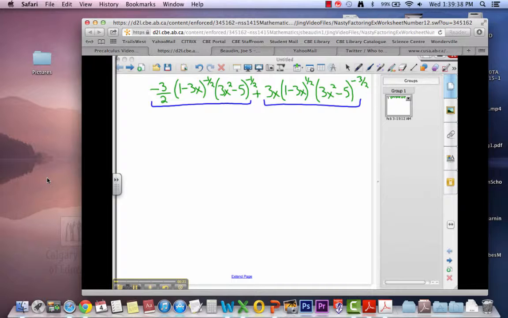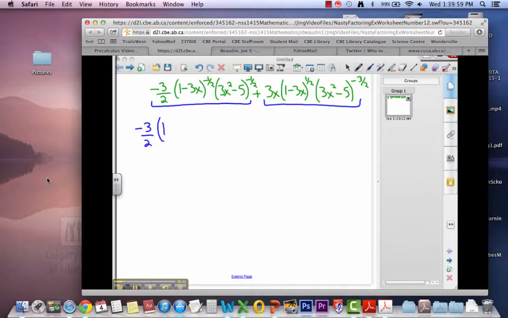So I'm going to look to see, are there any common factors between these two expressions? And if you look closely, there are. I also want to factor out the fraction right up front so that I don't have to deal with fractions in the inside most brackets. So I'll show you what I mean by that. So I'm going to take out a negative 3 over 2 as a common factor.